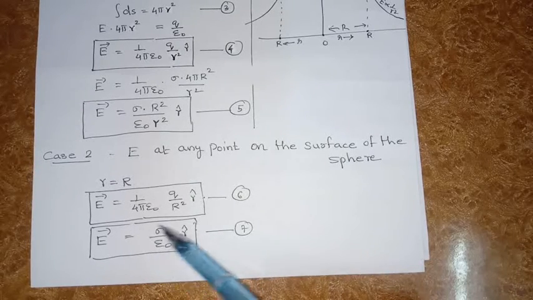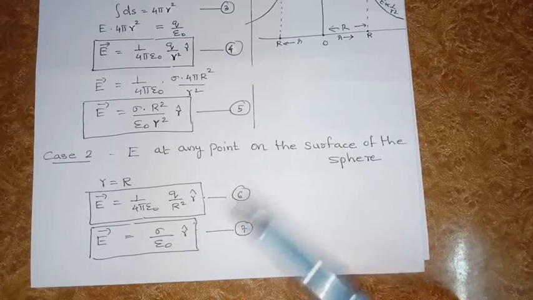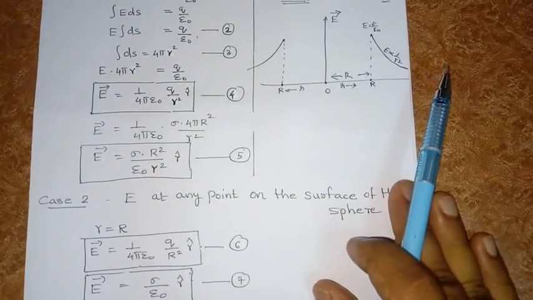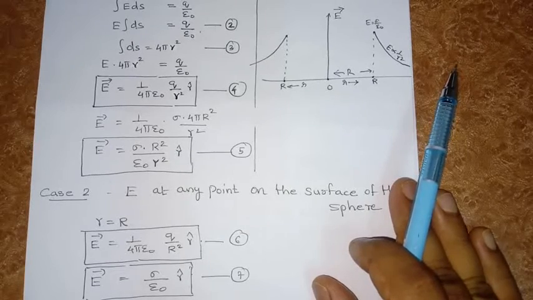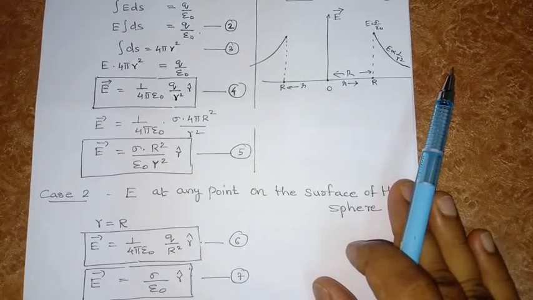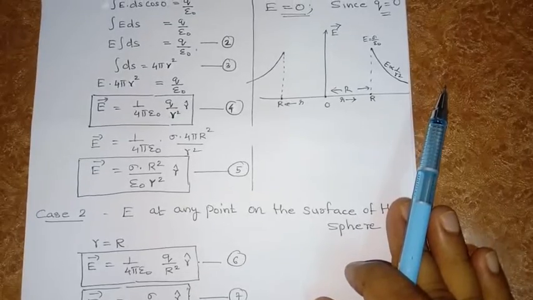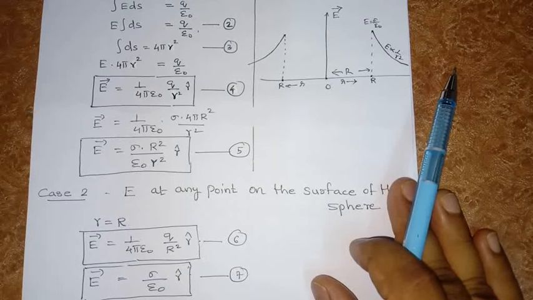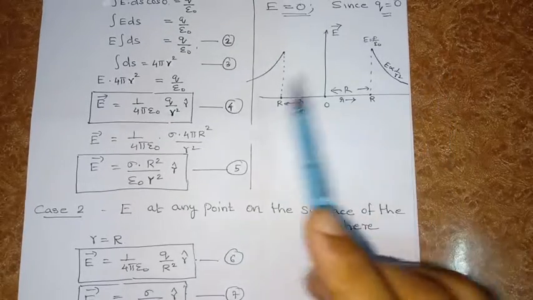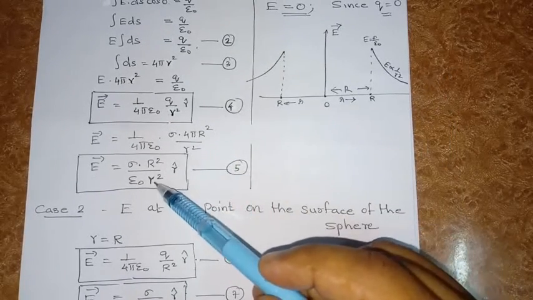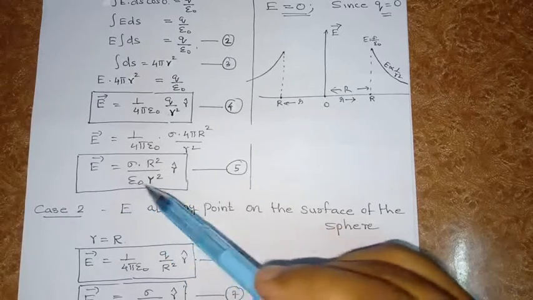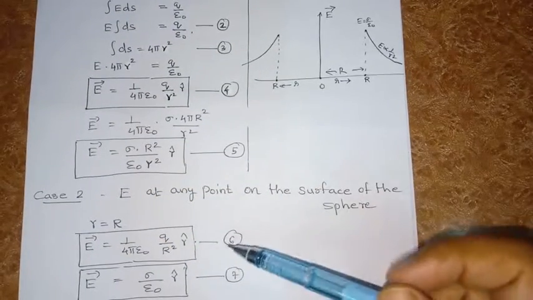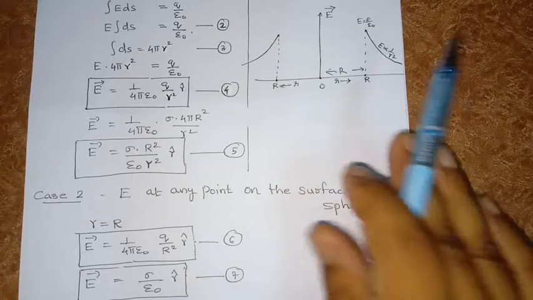So that means the electric field on the surface of the sphere is a constant. That means sigma by epsilon 0, sigma is a constant, charge density, epsilon 0 is a constant. So everywhere on the surface of the sphere, the electric field is a constant, and that will be the maximum value of electric field for that sphere. Outside the sphere, as r increases, electric field decreases, that we already discussed in this equation, because they are inversely proportional. But on the surface of the sphere, electric field is a constant one.